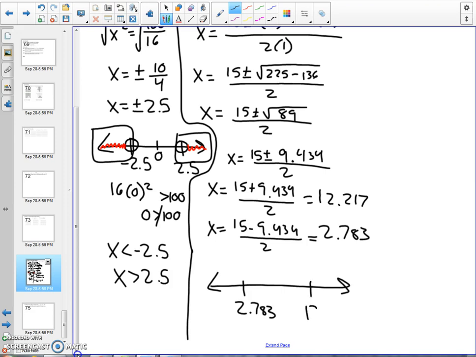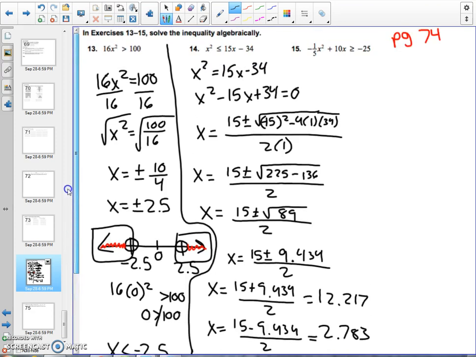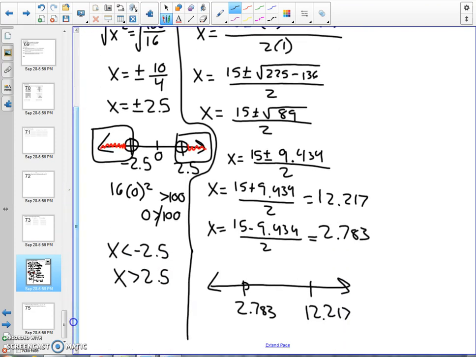I'm going to put my two values. These are really the only two I need to look at. And since this is less than or equal to, I would have filled in circles here. So I need to see, is it going to be outside or inside? So let's test an easy point on the inside. Maybe 10. Seems like it would be pretty simple to plug in.